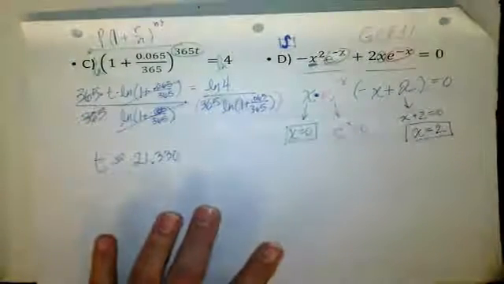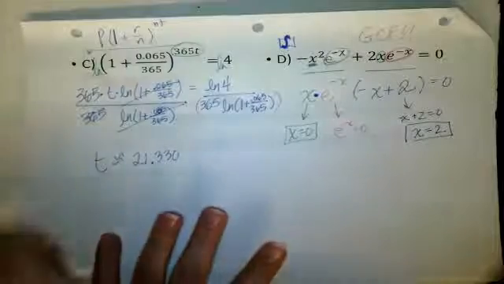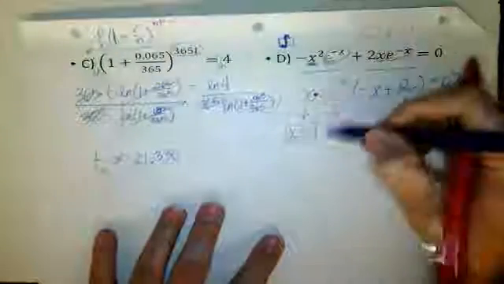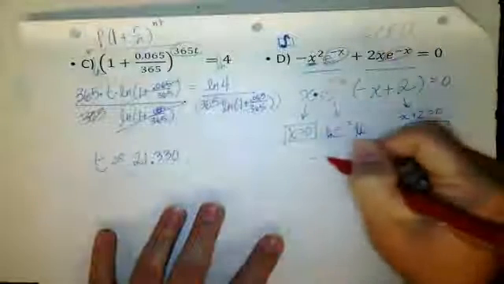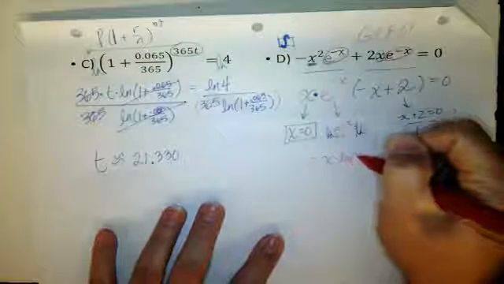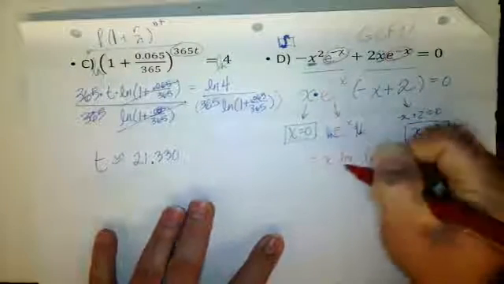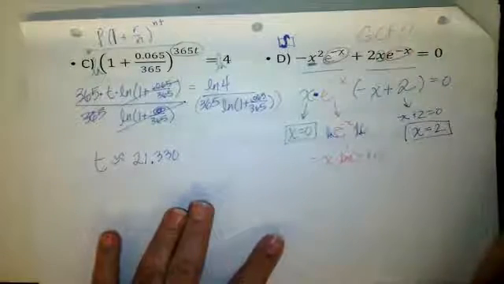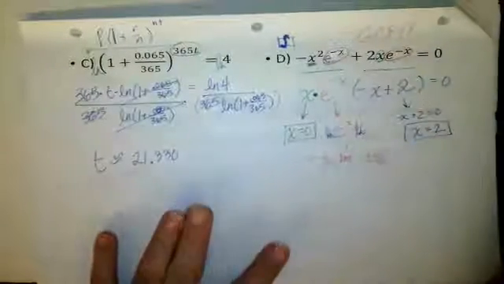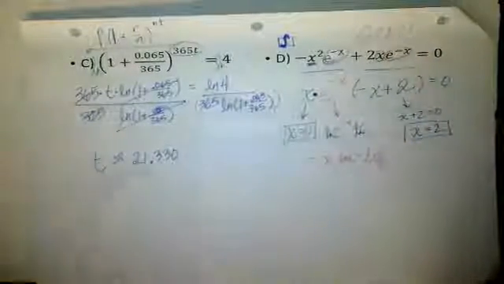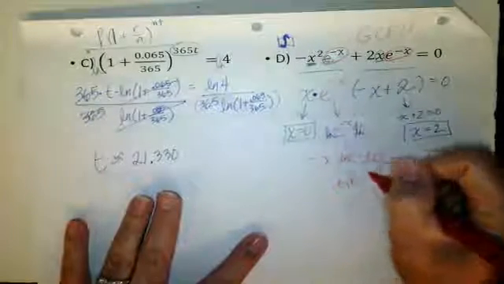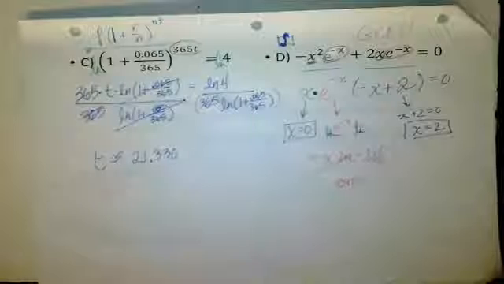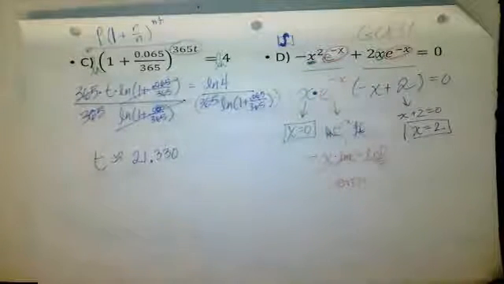e to the negative x equals 0. How do you solve? Natural log. So negative x times the natural log of e equals the natural log of 0. We know the natural log of e is 1. What's the natural log of 0? Error. Big fat error. Why? Domain is correct, sir. Very good.